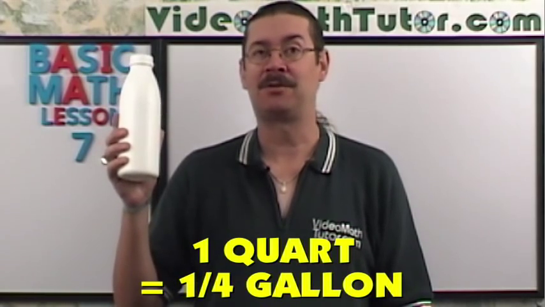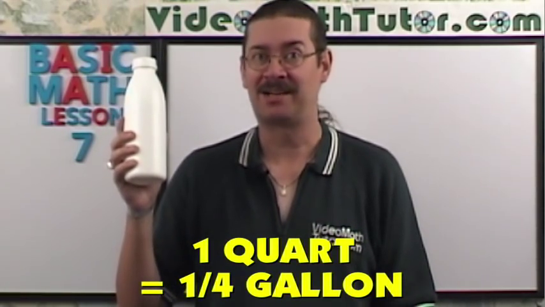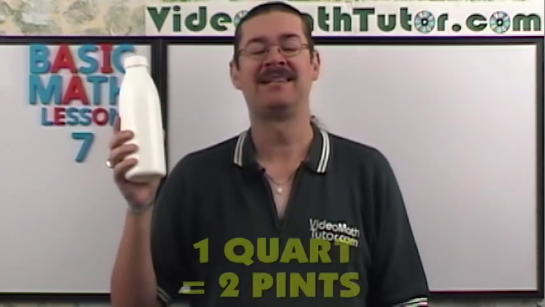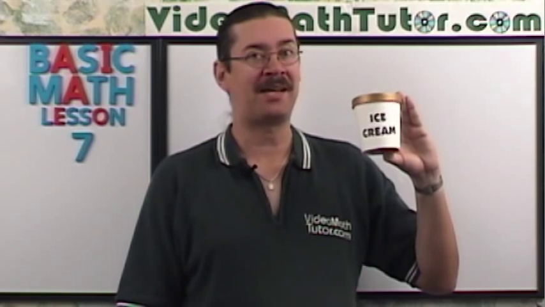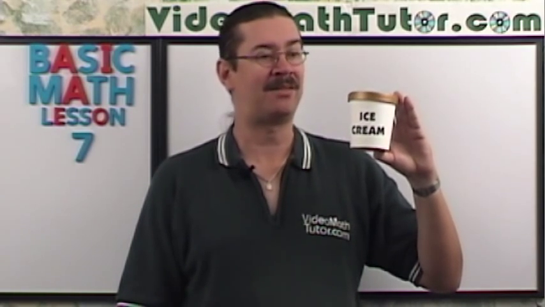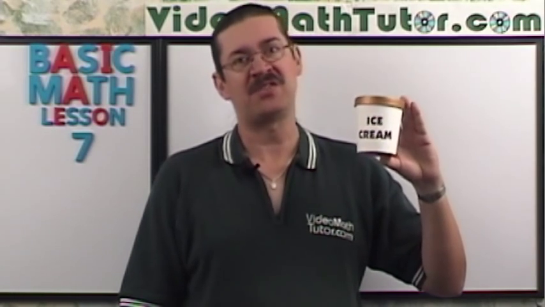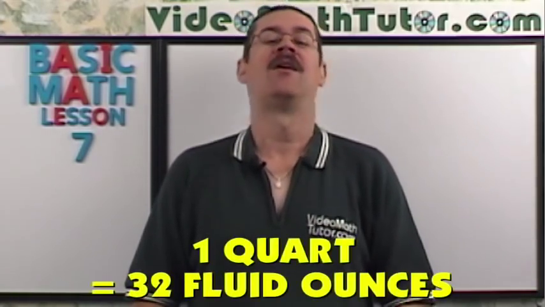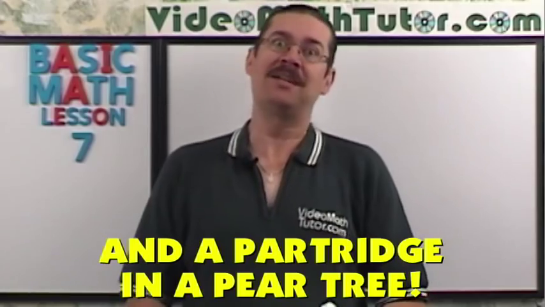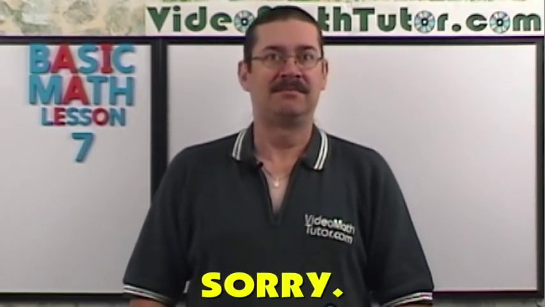1 quart is equal to 1/4 of a gallon, that's where it gets its name from. It's also equal to 2 pints, which if you had 2 pints, you would probably have a stomachache or brain freeze. It's also 4 cups, 32 fluid ounces, and a partridge in a pear tree.